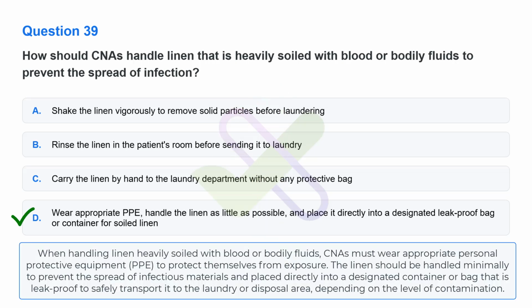The correct answer is D. Wear appropriate PPE, handle the linen as little as possible and place it directly into a designated leak-proof bag or container for soiled linen. When handling linen heavily soiled with blood or bodily fluids, CNAs must wear appropriate personal protective equipment, PPE, to protect themselves from exposure. The linen should be handled minimally to prevent the spread of infectious materials and placed directly into a designated container or bag that is leak-proof to safely transport it to the laundry or disposal area, depending on the level of contamination.